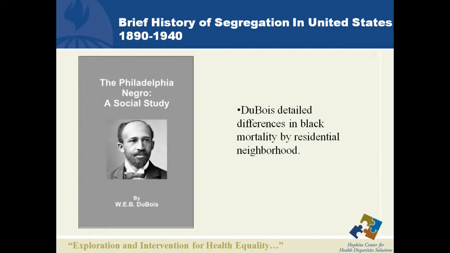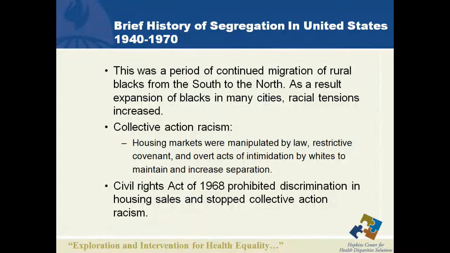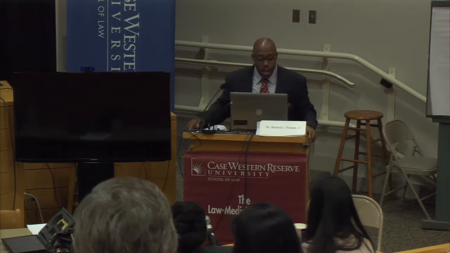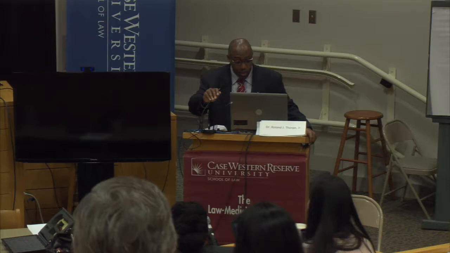Moving on, in the period between 1940 and 1970, we still have a continued expansion of this migration from the South to the North. But now, with a number of Black people from the South moving into Northern cities, racial tensions are starting to emerge. As a result, in what scholars call collective action racism, housing markets are being manipulated by law, with restrictive covenants and overt acts by whites to keep themselves separated from Black people. The Civil Rights Act of 1968 prohibited discrimination in housing sales, and in theory it stopped the collective action of racism. But we know today that de facto segregation still remains.